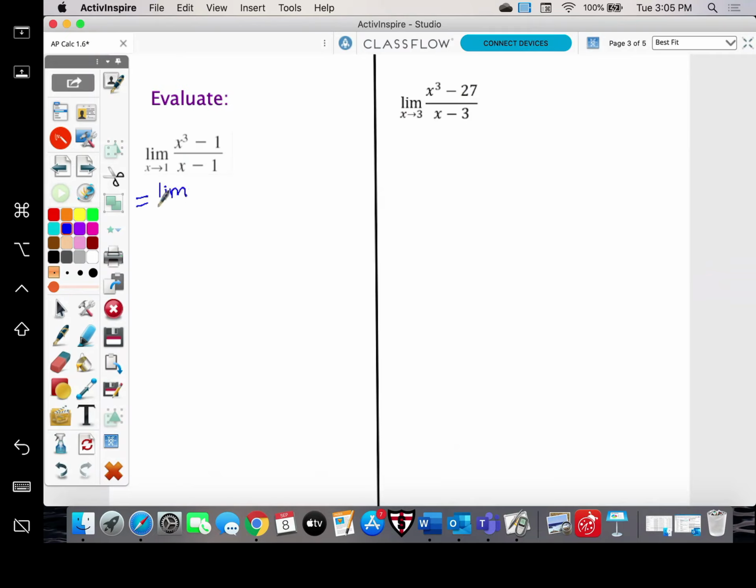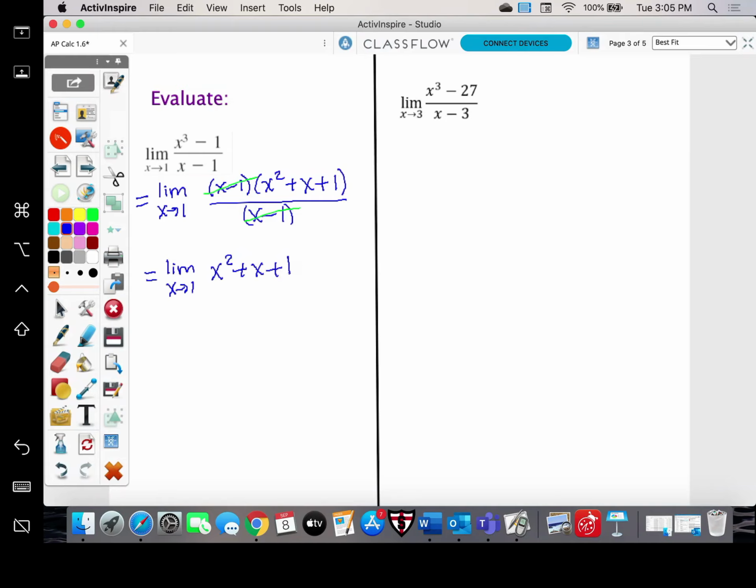So that first thing we're going to factor. We have to write this limit notation every single time. If you don't, it will be wrong. So difference of cubes factors into x minus 1 times x squared plus x plus 1, over x minus 1. And then we can see that our x minus 1's will cancel out. So this limit now, we have the limit as x approaches 1 of just that quadratic piece.